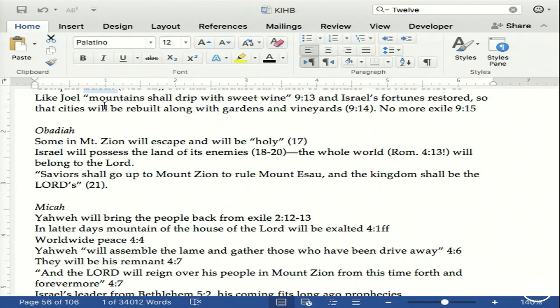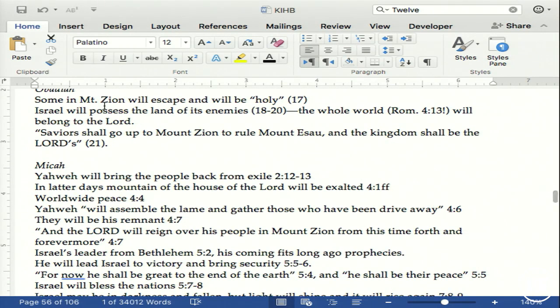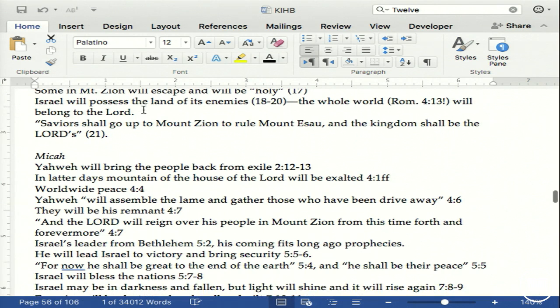Joel says the mountains shall drip with sweet wine, very much like Amos, right? That promise. Israel's fortunes will be restored. Obadiah: "Saviors on Mount Zion will escape and be holy." A remnant will be saved. Israel will possess the land of its enemies. The land promise will be fulfilled.